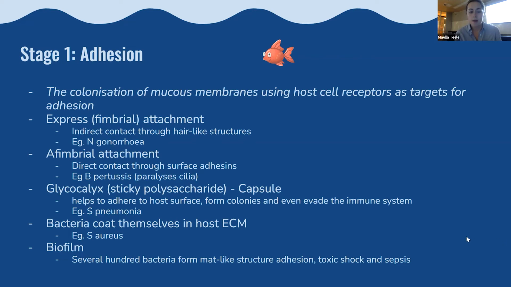And then biofilm is one final method of adhesion. So several hundred bacteria will link together and form a mat-like structure. This big conglomeration of bacteria will then stick onto the host cells, and it just makes it really hard for the immune system to destroy them just because there's such a large number of these bacteria.